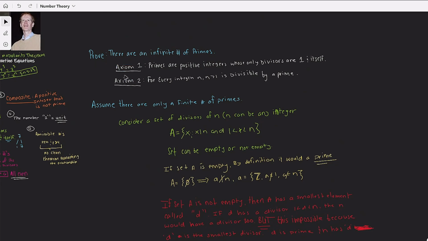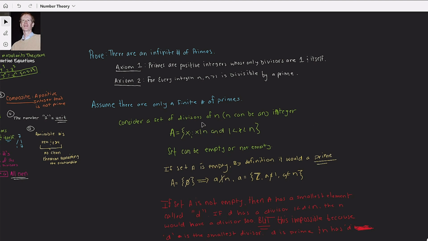First, we have 2 axioms, axiom 1 and 2. The first one just defines primes as a positive integer whose only divisors are 1 and itself. Axiom 2: every integer n, where n is greater than 1, is divisible by a prime. Now, in order to prove that there are an infinite number of primes, let's try to assume that there are only a finite number of primes.